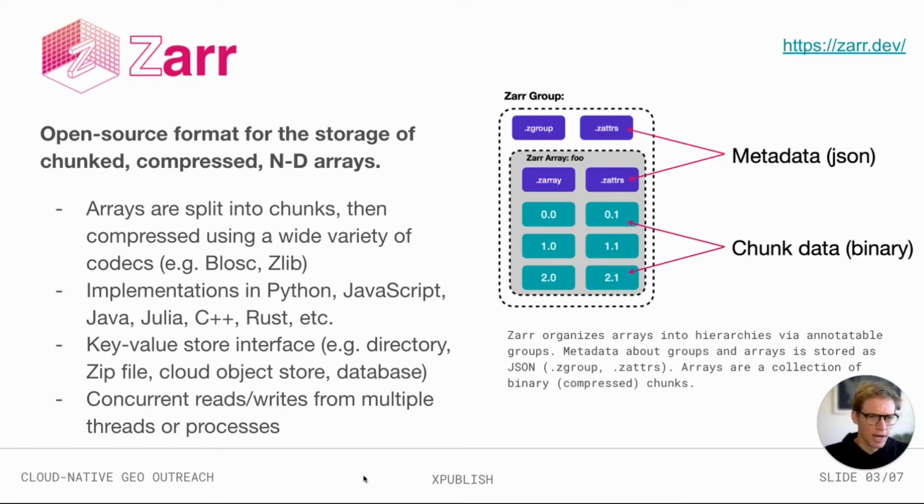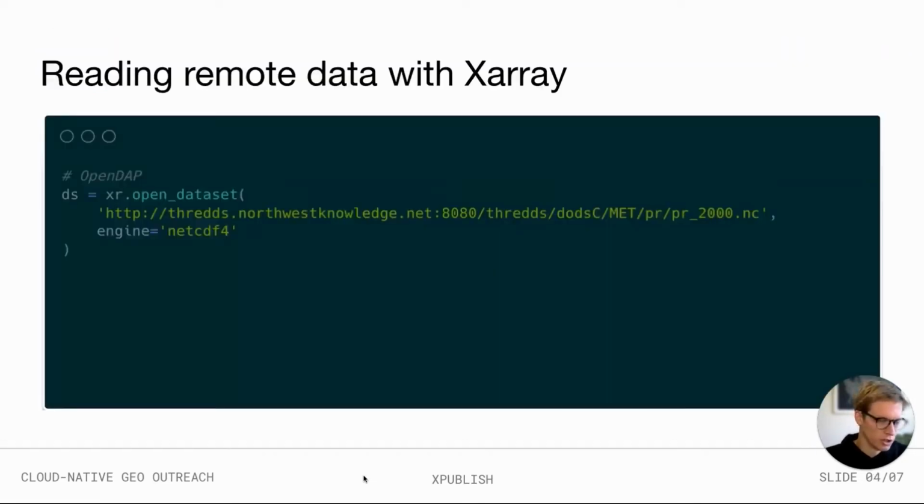And so Xpublish comes in and provides a tool for serving data over the internet. And this is actually not particularly new. We've been reading remote data with Xarray for quite a while. So there's a tool called OpenDAP. It's a protocol for serving netCDF-like data over the internet. So here's an example reading a precipitation dataset using OpenDAP and Xarray, and you point at an HTTP endpoint and you get back a dataset.